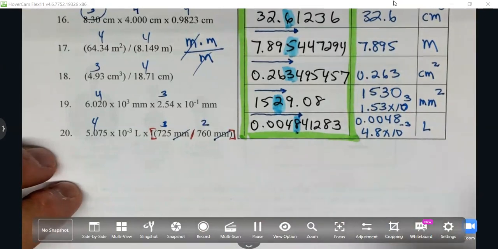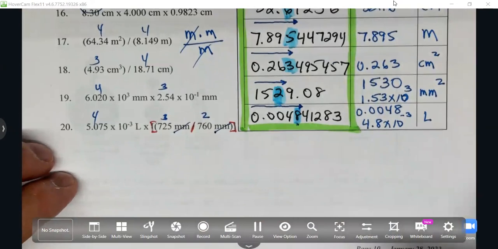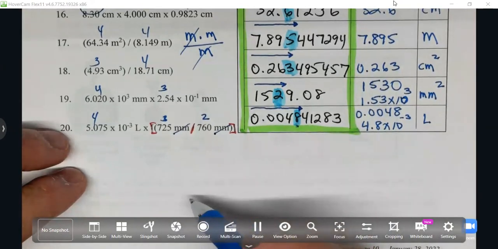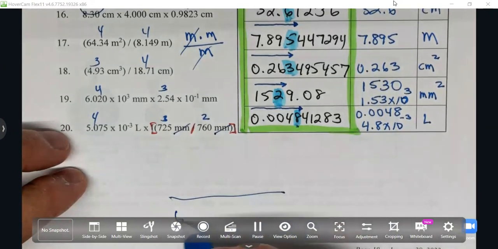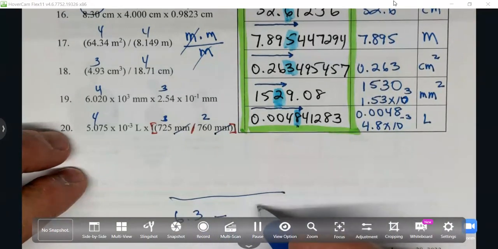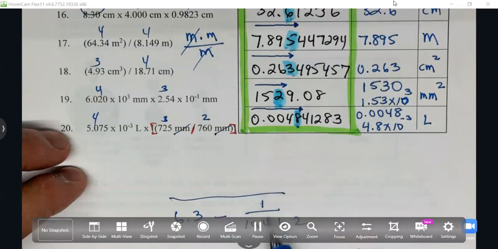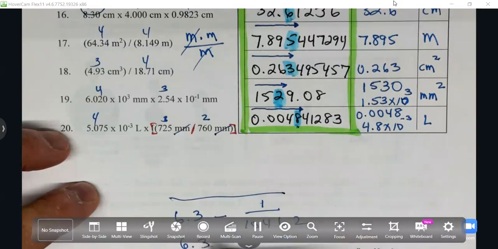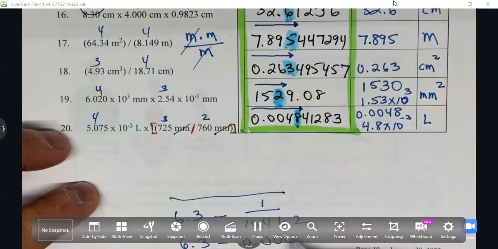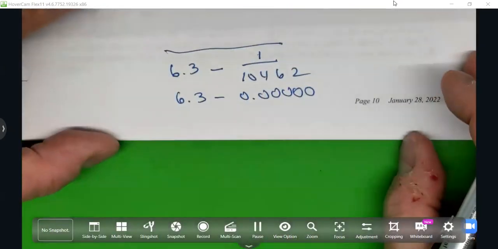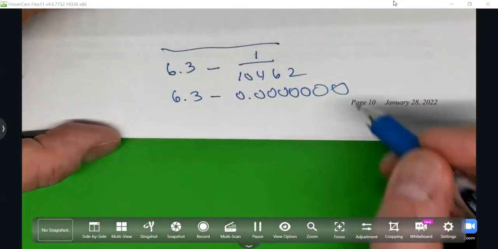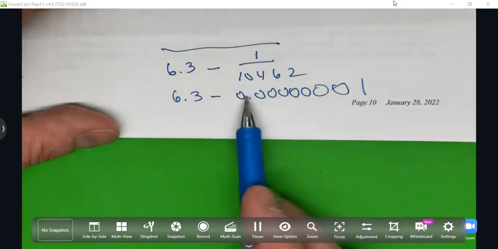Okay, operation with sig figs. I know there's an OWL question out there that's just goofy. It puts something in the denominator like 6.3 minus 1 over 10,462 or some goofy thing like that, right? It's something crazy. This isn't going to do anything. You can't take 0.63 and go minus 0.00000000, something like that, 1. That's not going to change anything.